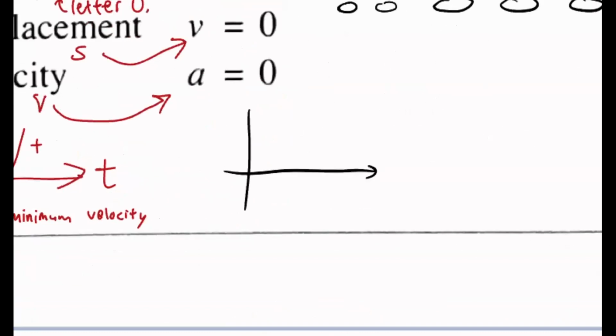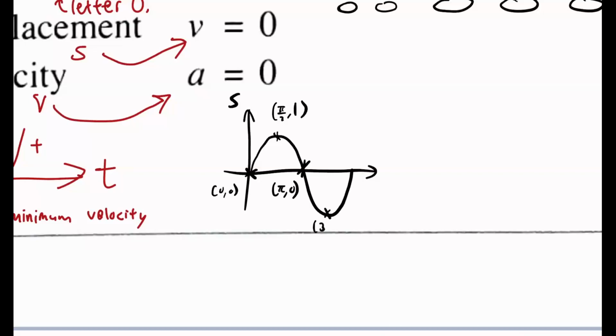I don't need all the details. 0, 0. pi/2, 1. Pi, 0. 3pi/2, -1. And then 2pi, 0. 1 here, -1 there. This is s equals to sine of t.